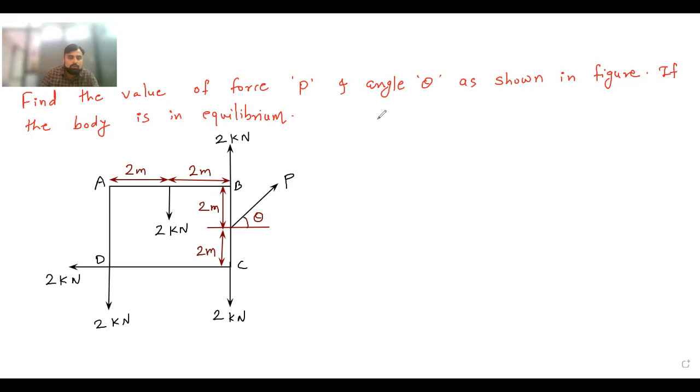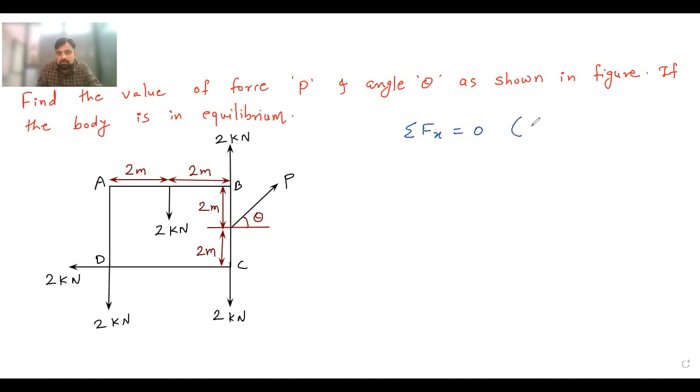So here, the system is said to be in equilibrium. Whenever the system is in equilibrium, we can apply the equations of equilibrium. And what are the equations of equilibrium? Summation Fx equal to 0, summation Fy equal to 0, and moment at any point is equal to 0. Those equations we are going to apply now. First of all, I will apply summation Fx equal to 0.